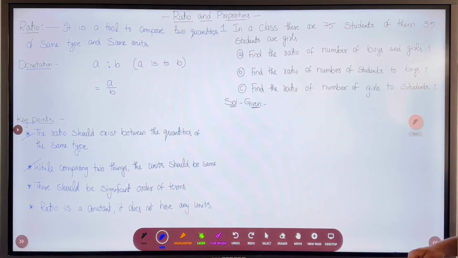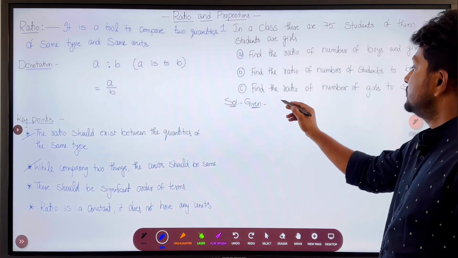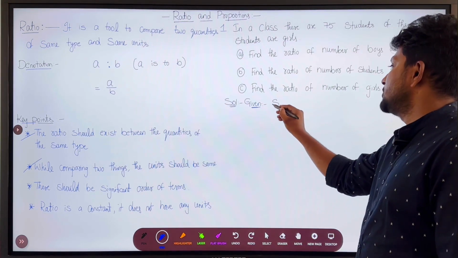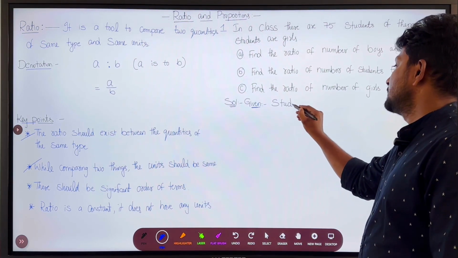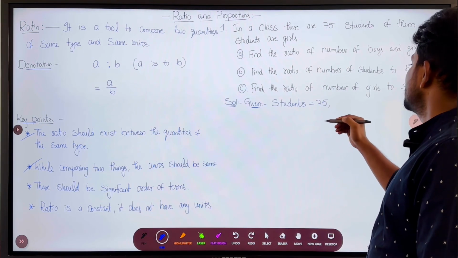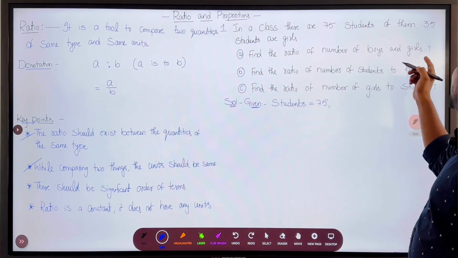So let's see. Okay, so here what they have given, in a class there are 75 students. So how many students are here? Students are 75. Of them 35 are girls.